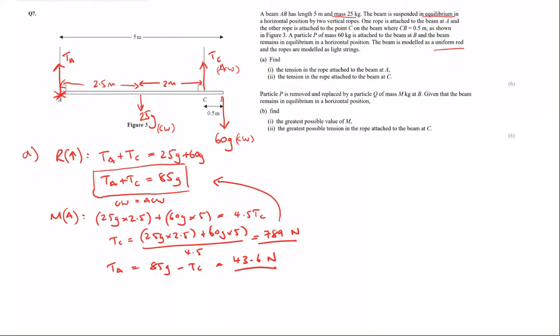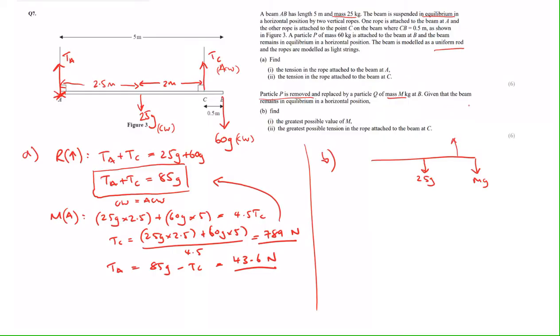Part B then asks us to consider a different situation where particle P is removed and replaced by particle Q. So this is what the picture will look like. We've got a rod, we've still got the centre of mass here, and we've got a new particle here which we're going to call a weight mg, because the mass is now m. And it's still going to be in equilibrium, we're still going to have a tension force here at C.